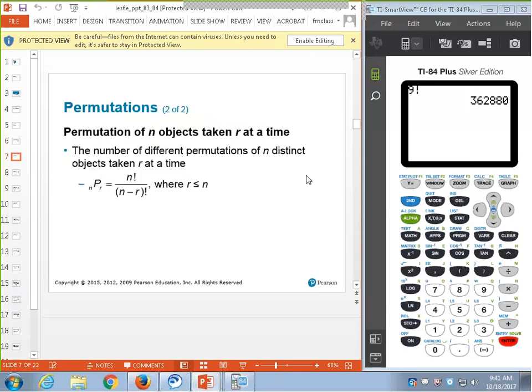Okay. Permutation of n objects taken r at a time is going to be the formula n factorial divided by n minus r factorial, where r is less than or equal to n. Now, the calculator has this formula built in. So you will not have to do the problem using the formula. You'll just hit keys on the calculator. It will use this formula and automatically get the correct answer for you. So I'm not going to spend too much time explaining the formula.